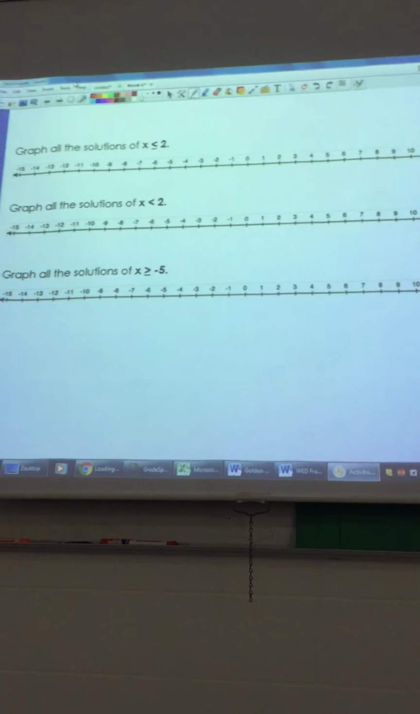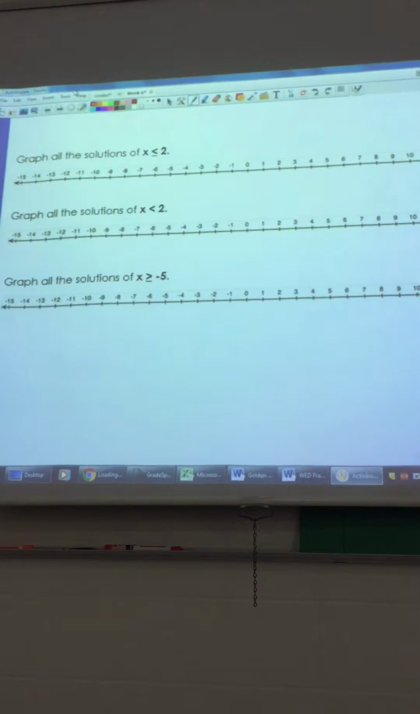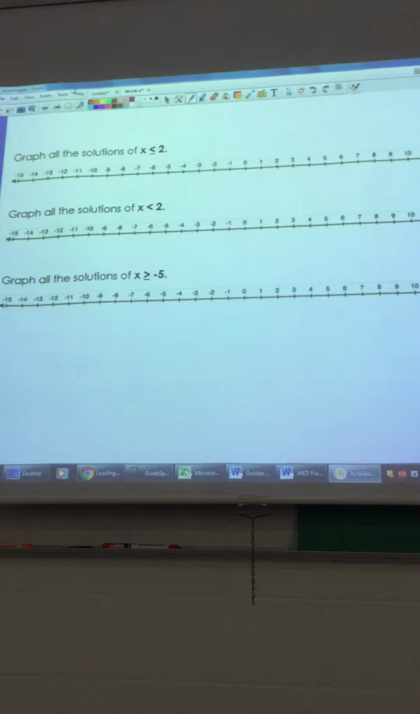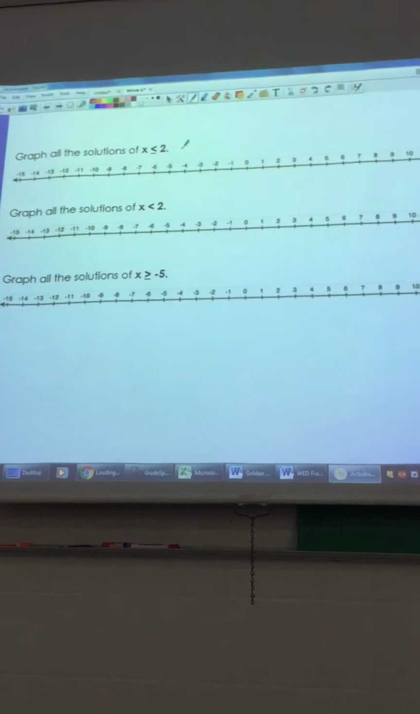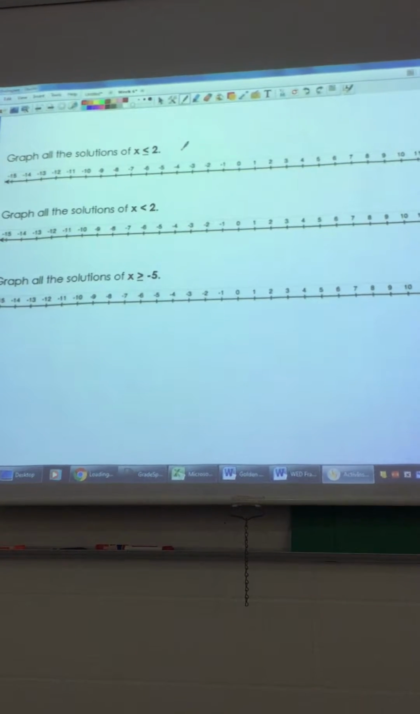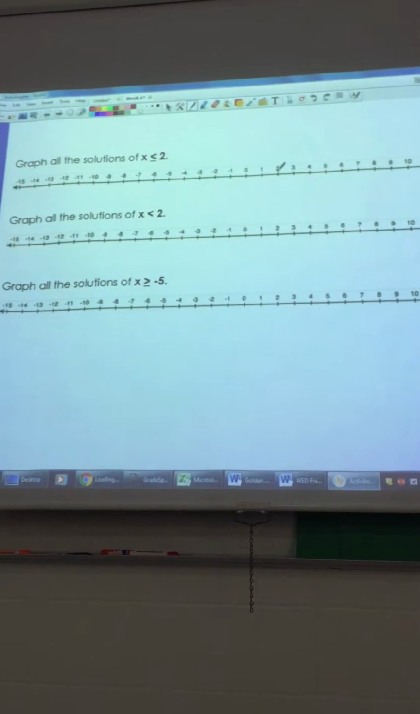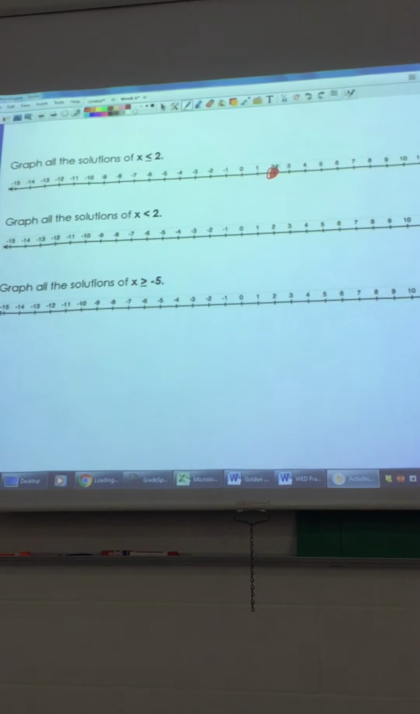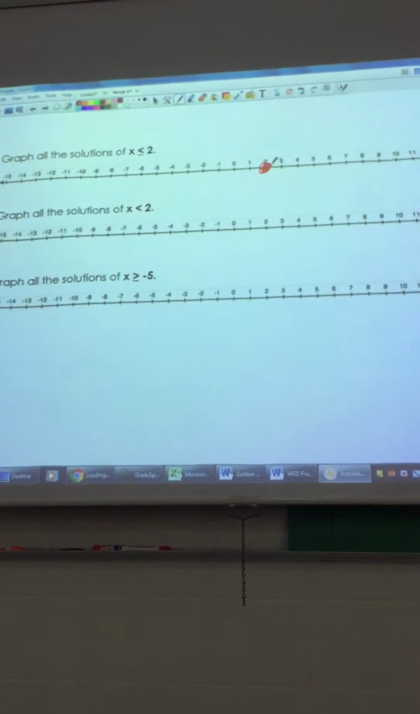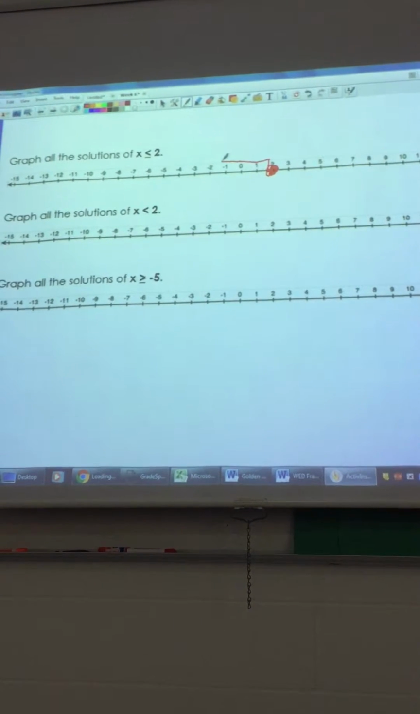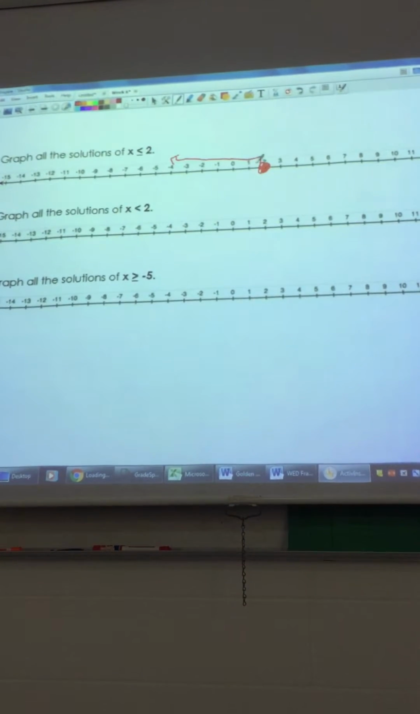So what we're going to do is I'm going to do 3 problems, and then you're going to do 3 problems independently. So for this one, we have x is less than or equal to 2. Am I going to have an open or closed circle? It's going to be closed, so right at 2, I'm going to do a closed circle. If I want things that are less than that, what direction should my arrow be pointing? To the left, because less is left.